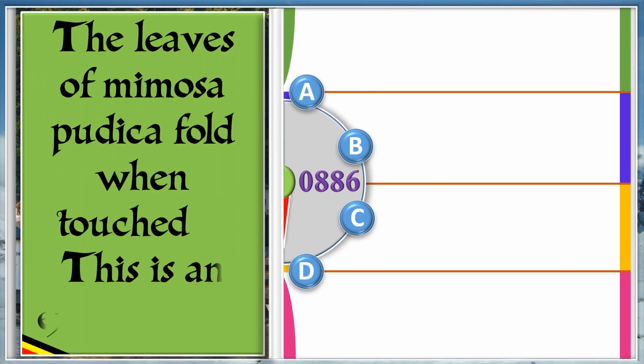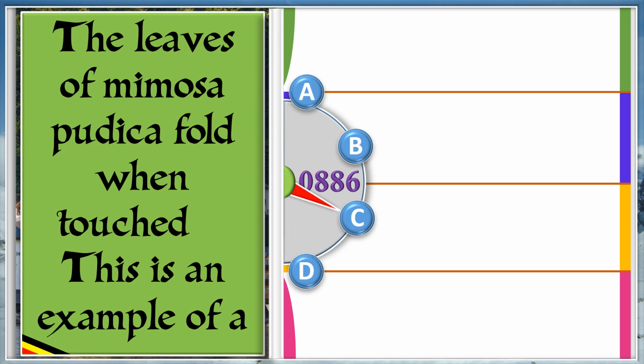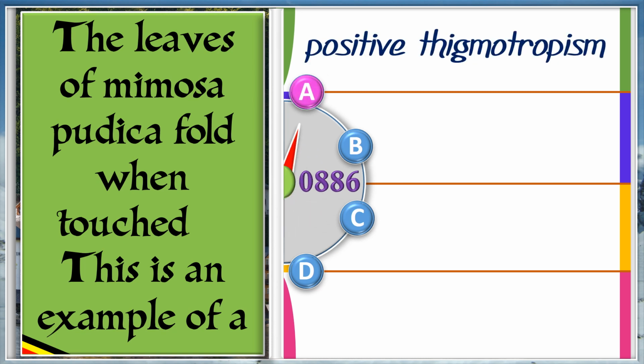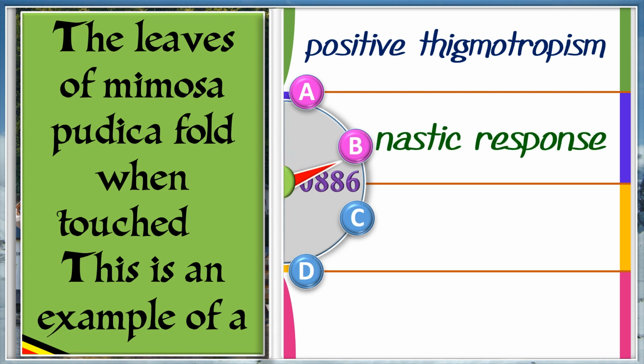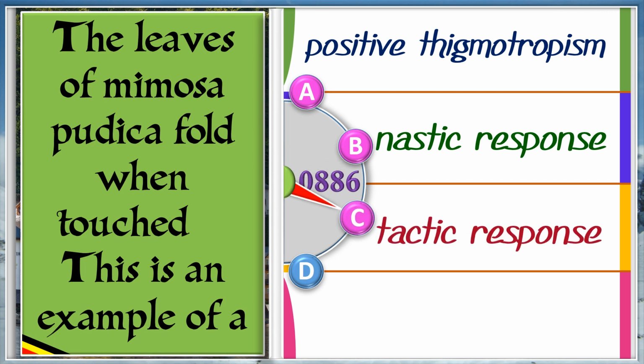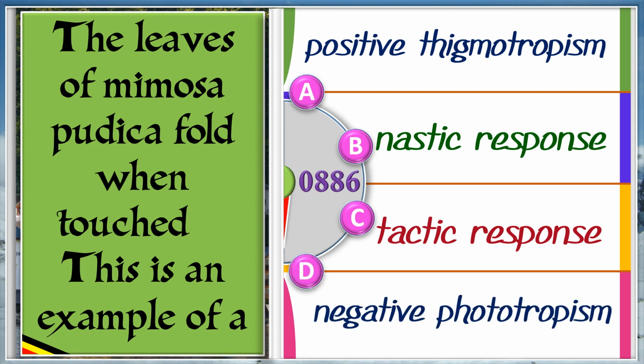The leaves of Mimosa pudica fold when touched. This is an example of: A. Positive thigmotropism. B. Nastic response. C. Tactic response. D. Negative phototropism. And the answer is B. Nastic response.